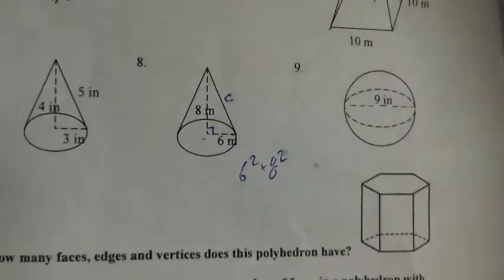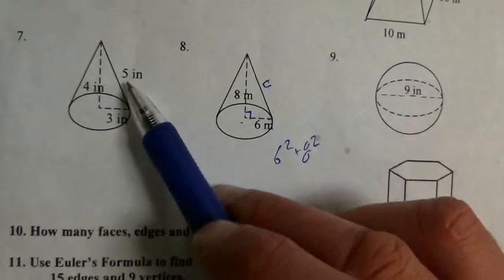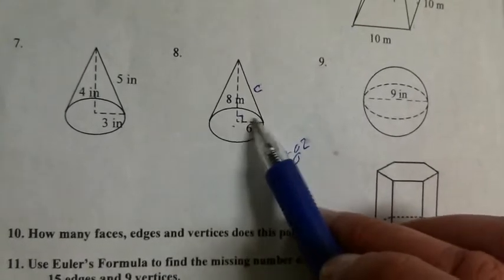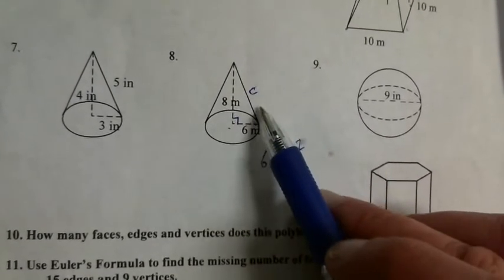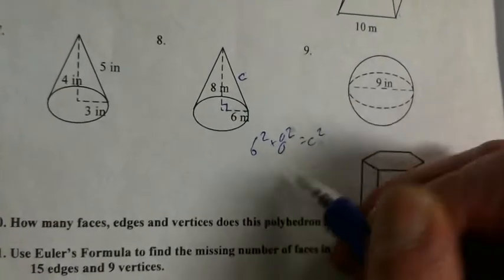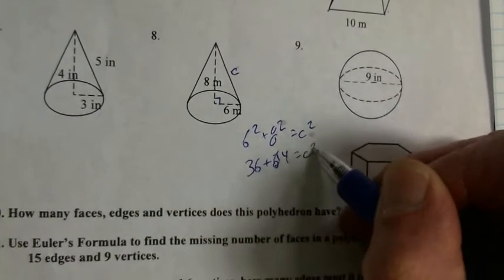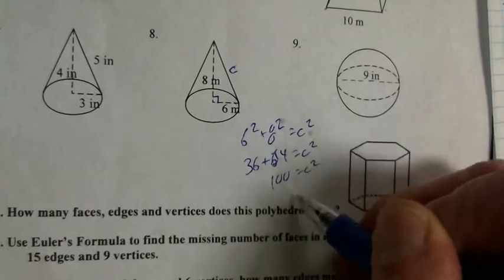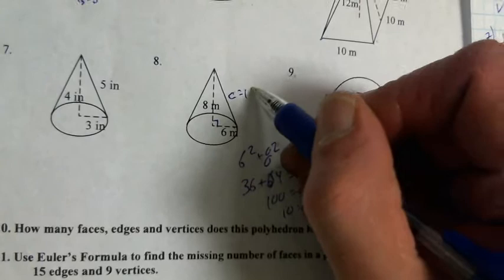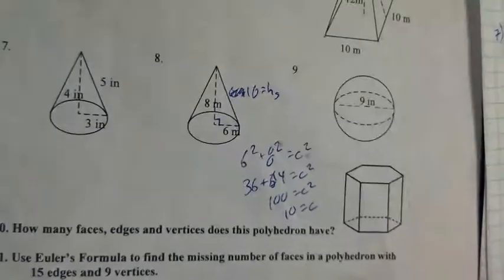All right, so anyway, what we want to notice here is that we've got all the information we need, but this is missing the slant height. But we have a right triangle, so the Pythagorean theorem: 6 squared plus 8 squared equals c squared. That means 36 plus 64 equals c squared, which means that 100 equals c squared, and 10 equals c. That's a calculation you have to do before we start. And that's our slant height.